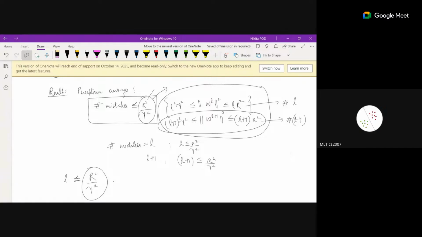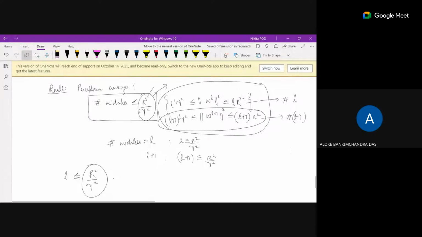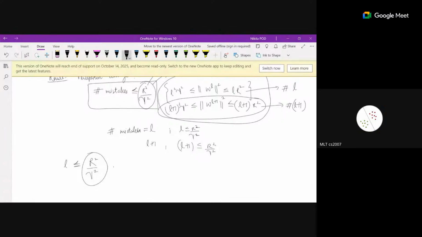The radius is fixed. And gamma is also fixed, right? Correct. Then how can L change? L should not change. R and gamma are fixed. I'm saying the number of mistakes in any algorithm, knowing R square by gamma square, they are fixed. Suppose this value comes out to be 10. All it is saying is that my number of mistakes is less than or equal to 10.